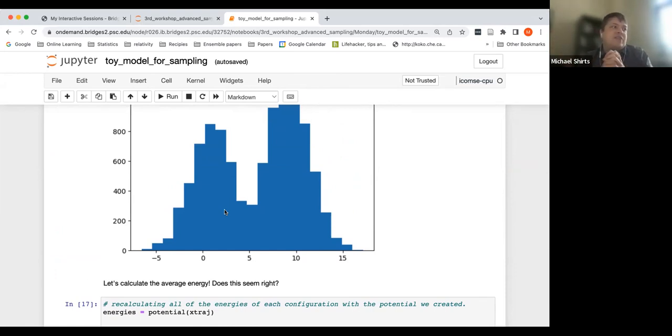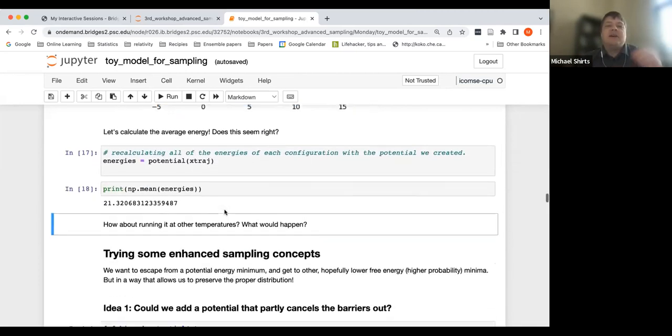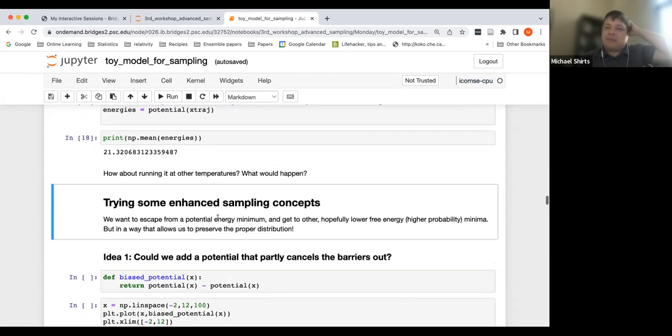But it turns out that this is a system that's pretty easy to visualize. For a real system like a protein, if you try to get from one folded state to another folded state and the temperature is high enough that it unfolds, you never actually see the other low energy state. So this is an example where our system is a little easier than it should be. Just raising the temperature is not going to be sufficient. So let's try some enhanced sampling concepts.